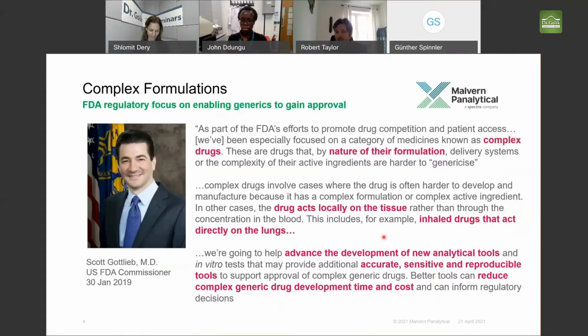But the good news is that the FDA are fully supporting trying to promote new tests, new in vitro tests, and new analytical tools to help speed up that process. And this is really where we think Malvern Panalytical can really aid in this situation.